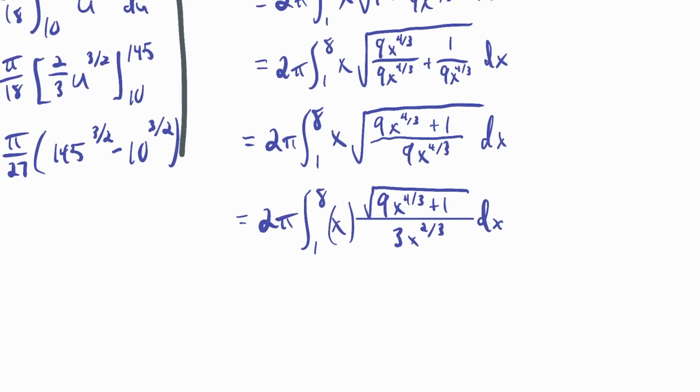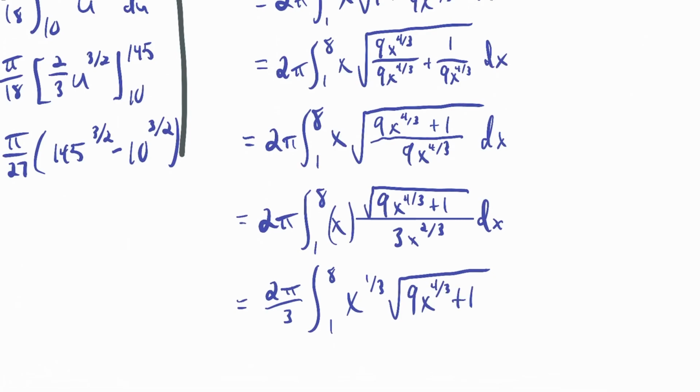So what order do I want to do this in? Well, I'm going to move this 3 out front. So 2 pi over 3 times the integral from 1 to 8 of x to the 1/3 power times the square root of 9x to the 4/3 power plus 1 dx. You might wonder, wait, where's the 1/3 coming from? Well, basically I'm doing x divided by x to the 2/3 power. So x to the first power over x to the 2/3 power. And you subtract 1 minus 2/3 is 1/3.